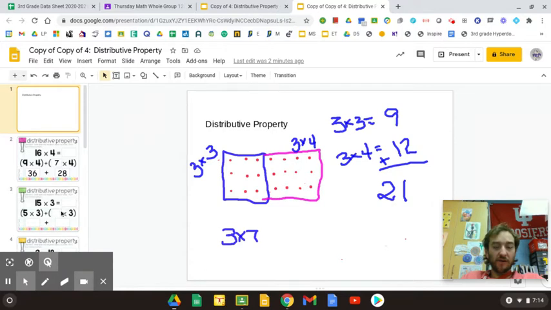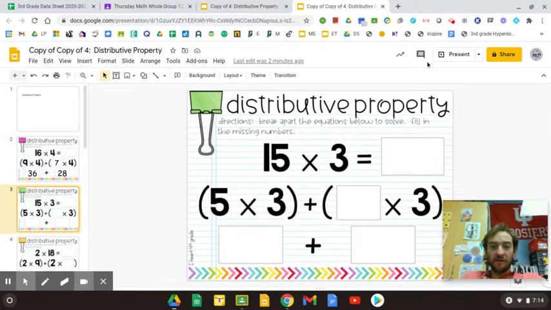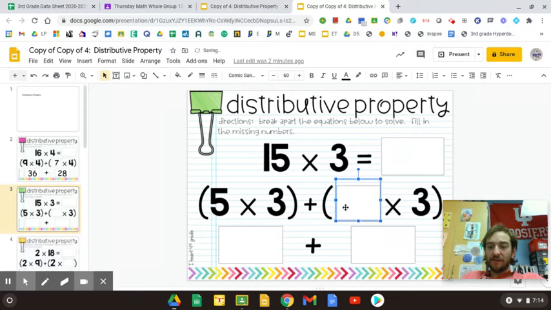Let's try one more of your homework together, and then I'll let you tear off and do it on your own. So what we have is 15, and they've decided that we're going to split it into 5, and what plus 5 gives me 15? I gave you the answer. 5 plus 10 gives me 15.